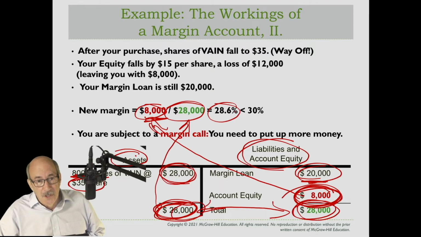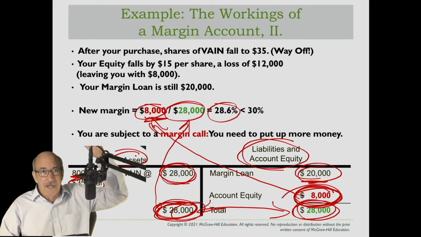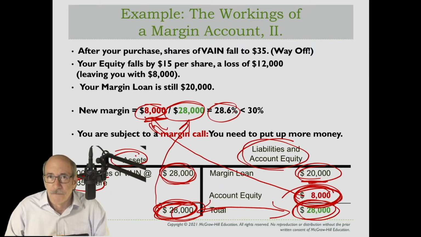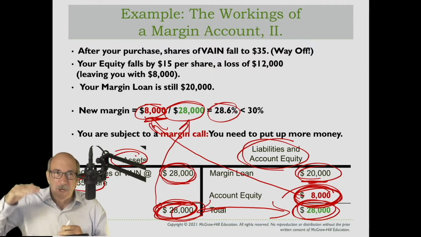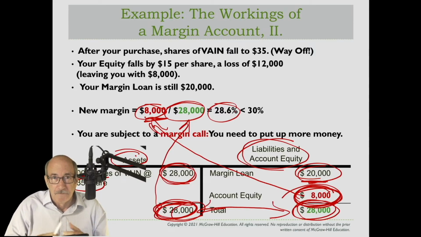And the broker is going to demand that I inject enough money in order to bring my margin not up to 30, but up to 50. Why not up to 30? Well, if I only brought it up to 30 and the price kept going down, I'd get a margin call tomorrow. The broker doesn't want to be on the phone with me every day. So I've got to bring it up to leave myself some room, if you will, for continued price decline.